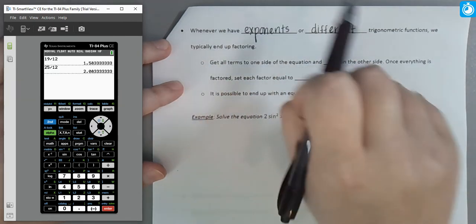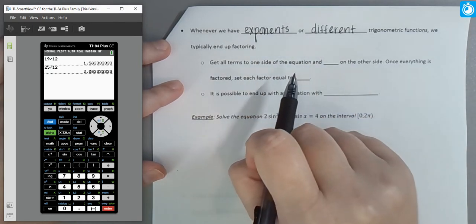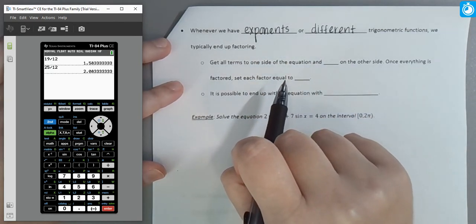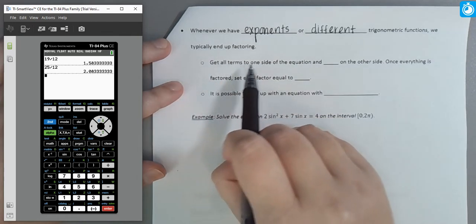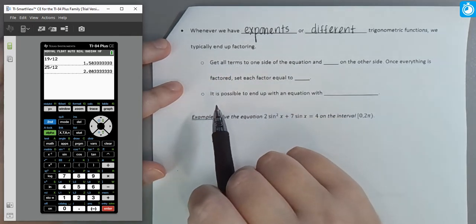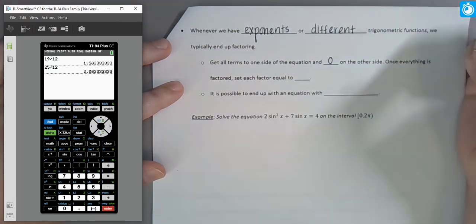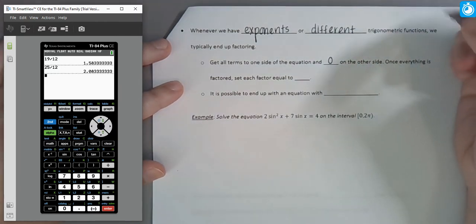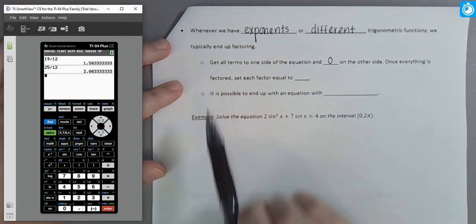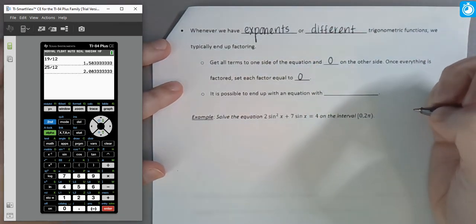So when we do equations like this that either have an exponent or have more than one trig function, different trig functions in the same equation, we want to start by getting all terms, including ones that don't have the trig function, including ones that are just constant terms, to one side of the equation and get a 0 on the other side. You're then going to factor what results and then set each factor equal to 0.